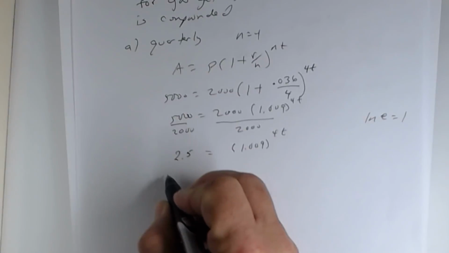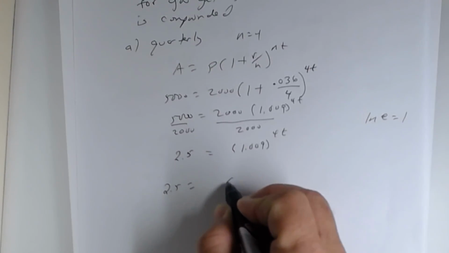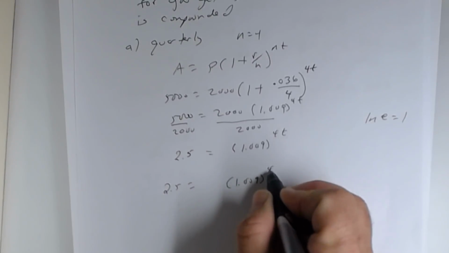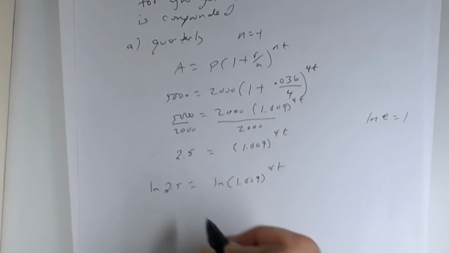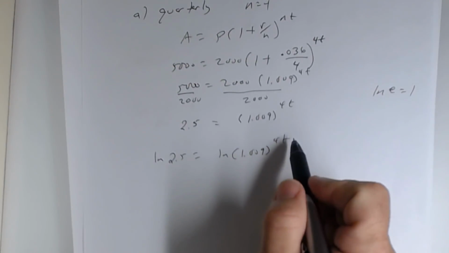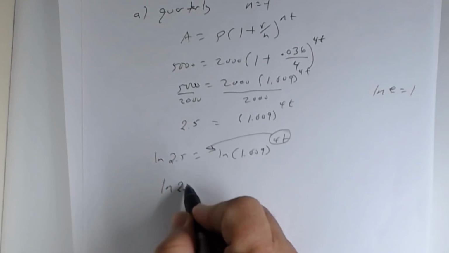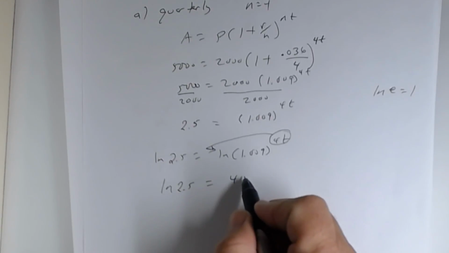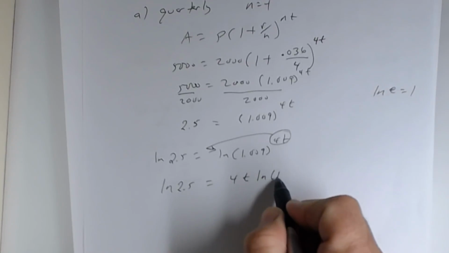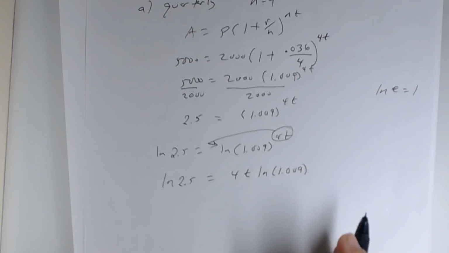All right. So you take natural log of both sides. So watch carefully, y'all. Natural log, natural log. Now I can do what to this 4t? Yep. So I get the natural log of 2.5 equals 4t times the natural log of 1.009.